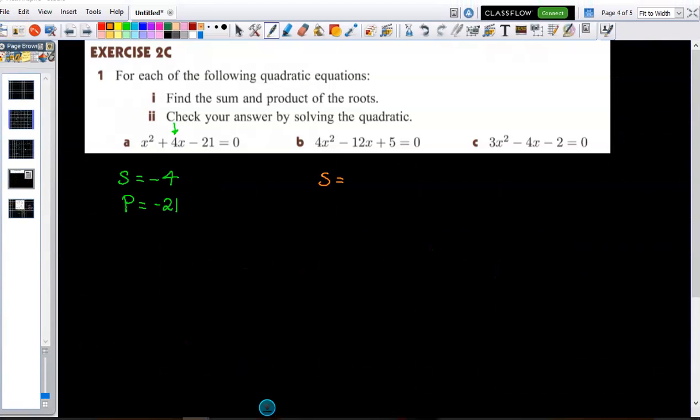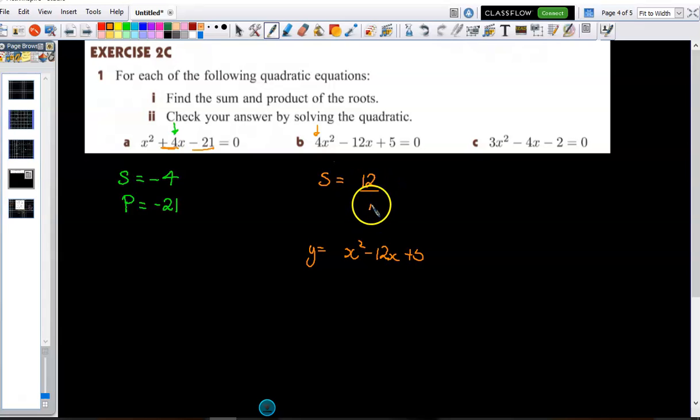Sorry, just did the first one. Right, there's our sum, but we reverse the sign, product, keep the sign, and we think this is so simple. So for this one, we go, oh yes, 12. Is that correct? No. Why isn't it correct? Because there's this 4 out the front. Like if you just said 12 and 5, that would give you x squared minus 12x plus 5, and that is not the same as this because it's got that 4. So how do we deal with that?